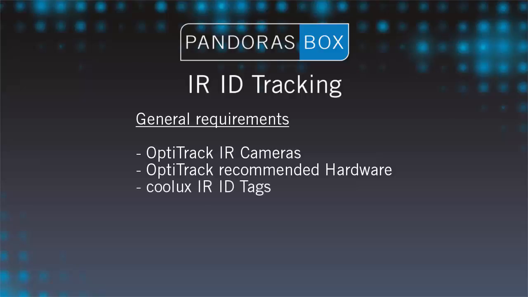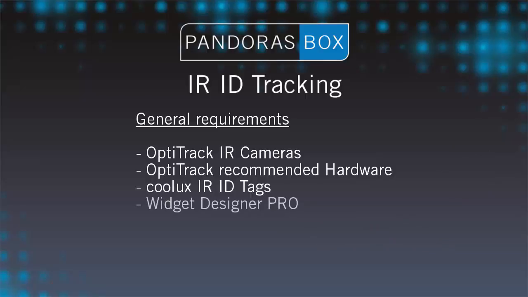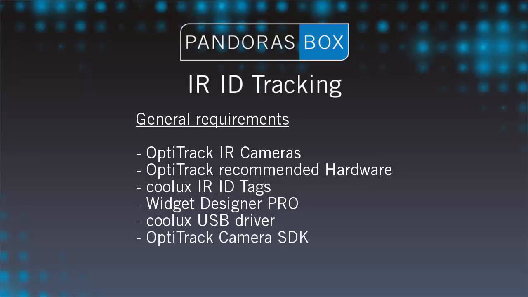Further, we need IR ID tags provided by Kulux. There are single ID tags and quad ID tags available. Both emit infrared light and blink according to their ID. Software-sided, you will need the Widget Designer Pro or, in case you like to set up a separated network for the tracking data, the Ultimate version. Also, the Kulux USB driver is required for the tags and, when using the OptiTrack USB cameras, the OptiTrack camera SDK as well.